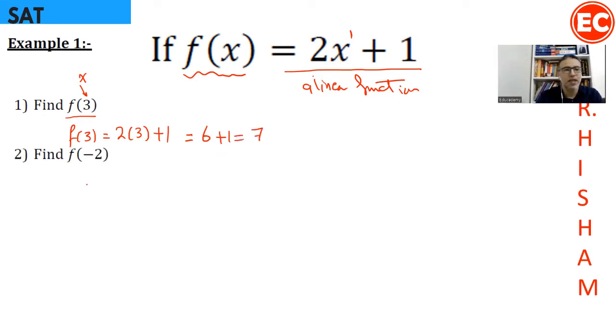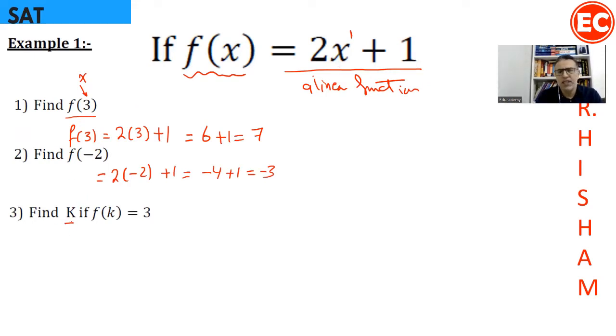Second example, f of negative 2. The meaning of f of negative 2 is replacing x in the equation with negative 2. So 2 multiplied by negative 2 plus 1, which is equal to negative 4 plus 1, which is equal to negative 3.